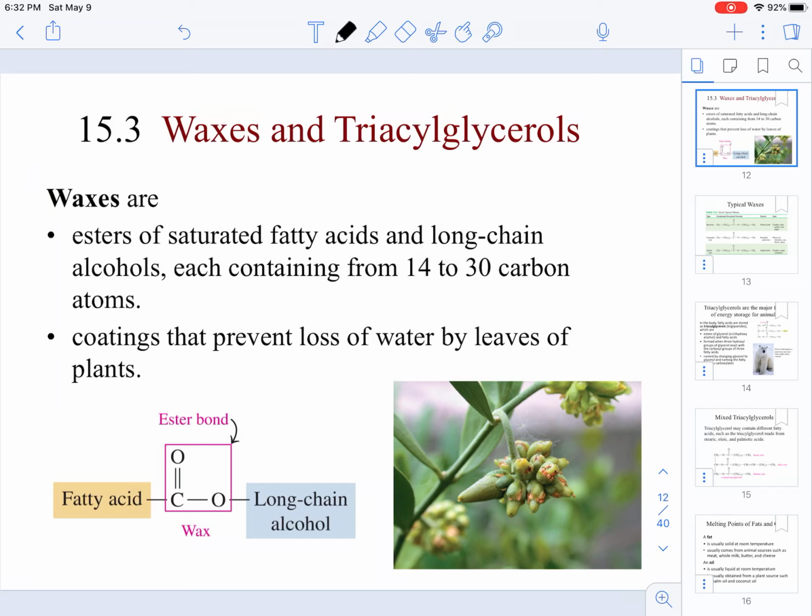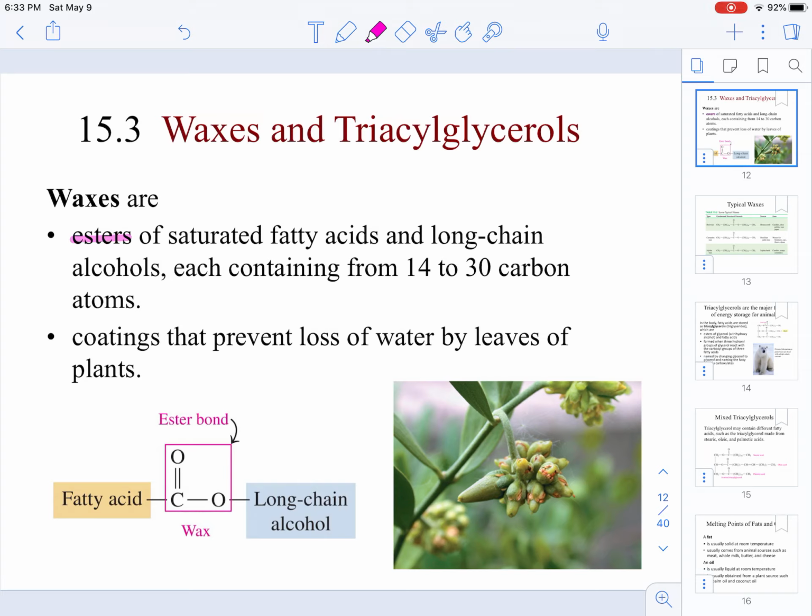In this video, we are going to be continuing talking about the different biomolecules that are part of the fatty acid family. The first thing that we are going to be studying in section 15.3 has to do with waxes. Understand that waxes are going to have esters, and as I mentioned before, it is very important that you are familiar with the functional groups that are in these biomolecules.